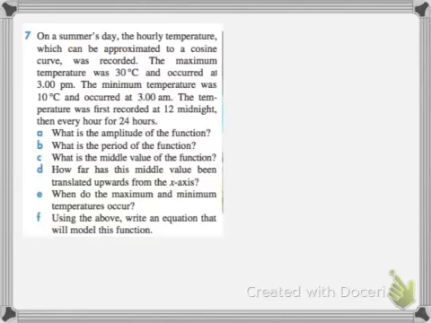Next question. On a summer's day, the hourly temperature, which can be approximated to a cosine curve, was recorded. The maximum temperature was 30 degrees and occurred at 3 p.m. The minimum temperature was 10 degrees and occurred at 3 a.m. The temperature was first recorded at 12 midnight and every hour for 24 hours. What is the amplitude of the function?